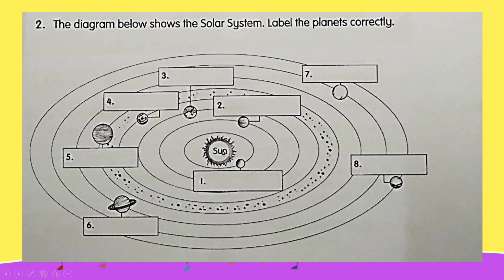Okay? Next one. This one. You have to write the name of the planets. Label the planets in their correct order. So you have to write the name of each planet that is around the sun.